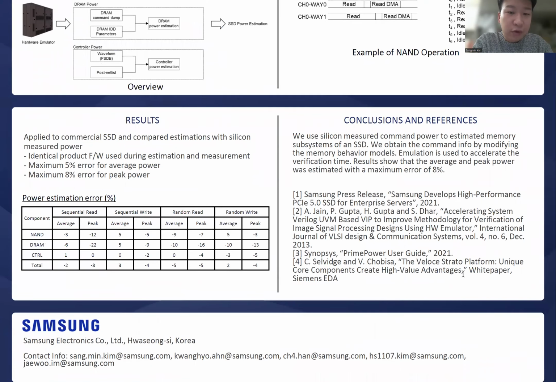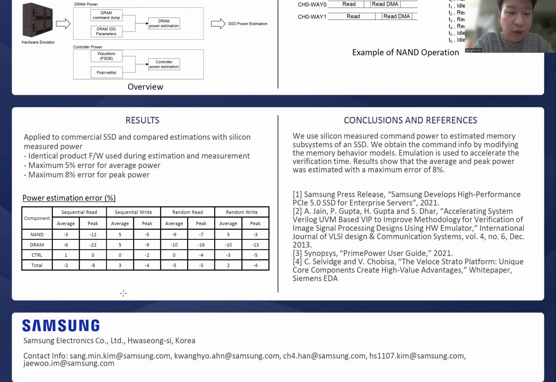For experimental results, we estimated the power of a commercial SSD and compared our estimates with actual silicon measured power. We used the identical product firmware during estimation and measurement so that the difference in firmware operation does not cause estimation errors. This table shows the estimate error of each component and total power for each scenario tested.